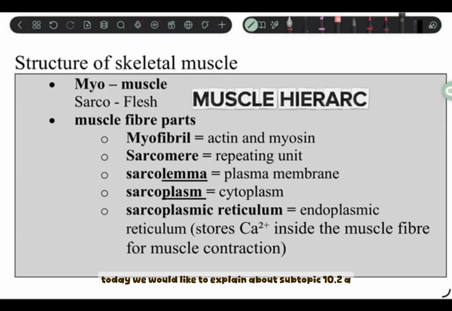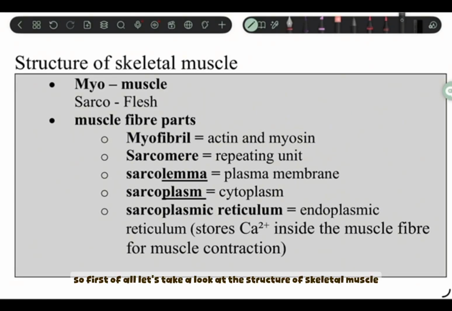Today we would like to explain subtopic 10.2a, which is muscle hierarchy and key terms. So first of all, let's take a look at the structure of skeletal muscle.